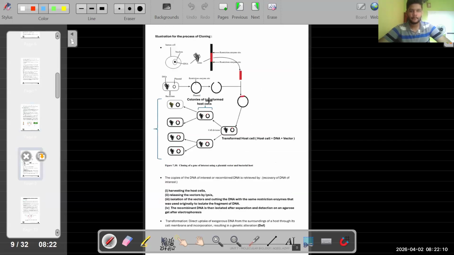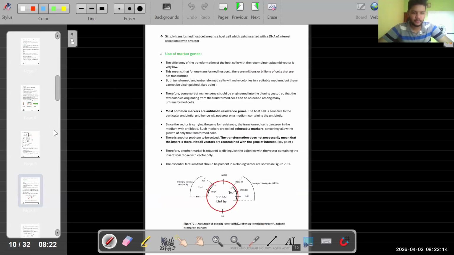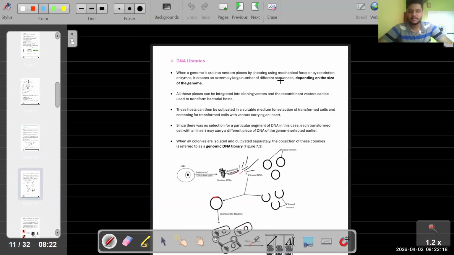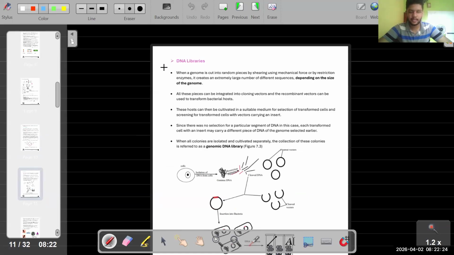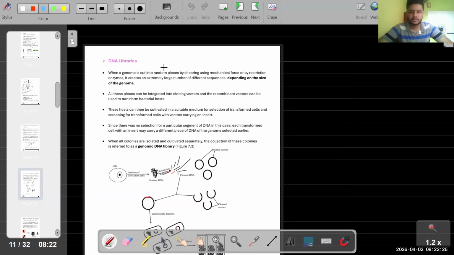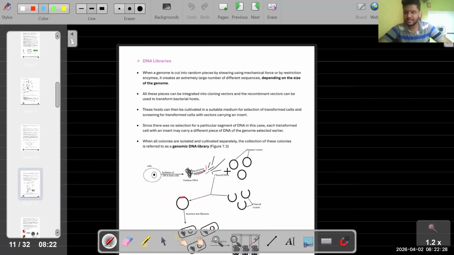We discussed marker genes, and this is the last. I guess we completed this diagram also last week. So today we'll be starting from DNA library. This is a section where we can understand by just reading it. So I'll first read this completely and then explain what they are trying to convey.